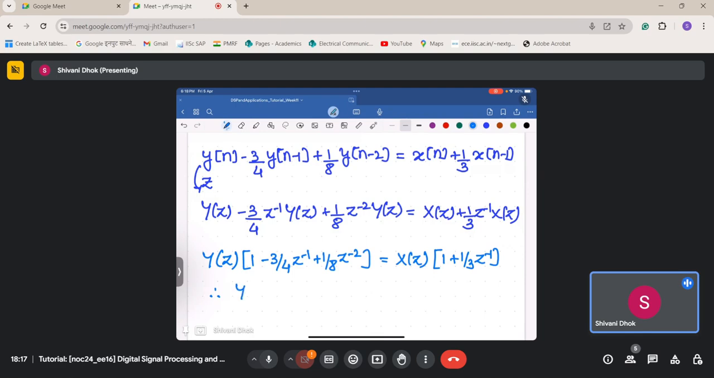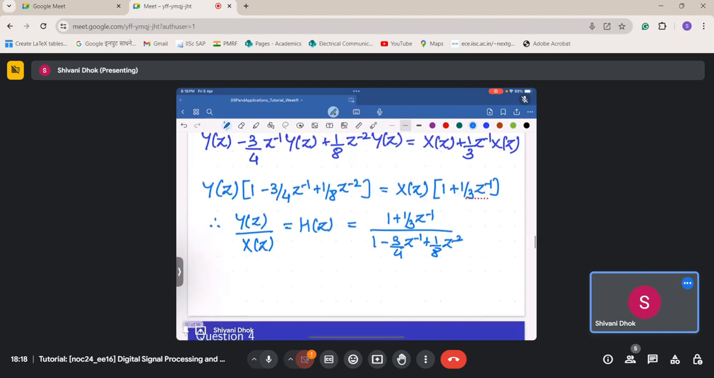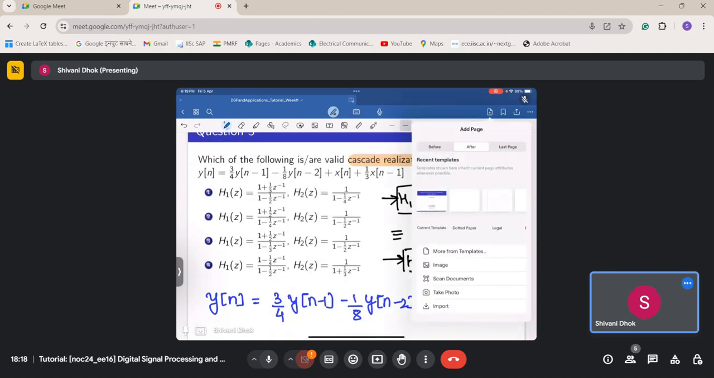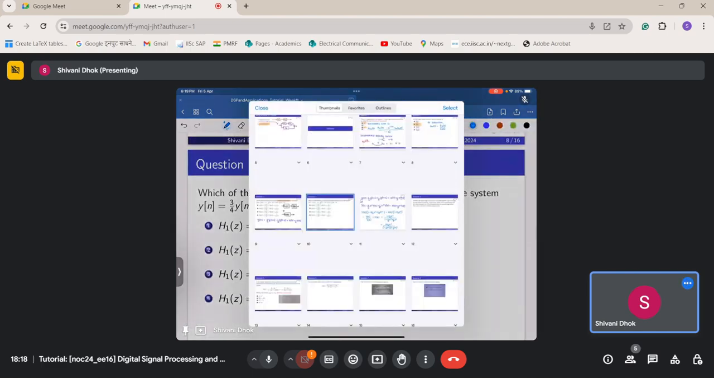So therefore y of z upon x of z, which is equal to h of z, comes out to be 1 plus 1 by 3 z inverse upon 1 minus 3 by 4 z inverse plus 1 by 8 z to the power minus 2. And this we can factorize as 1 plus 1 by 3 z inverse upon, so the denominator we can factorize as 1 minus 1 by 2 z inverse times 1 minus 1 by 4 z inverse. Okay, so now let me just add one page and rearrange this a little bit.